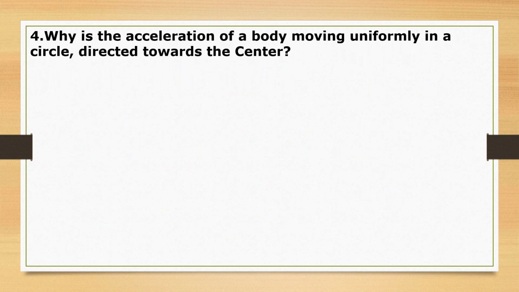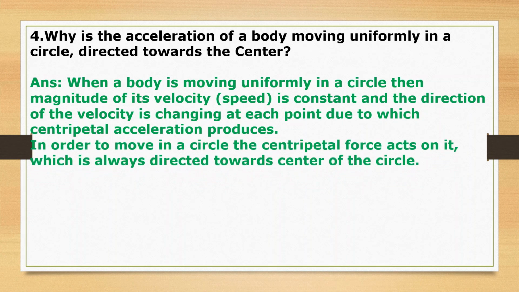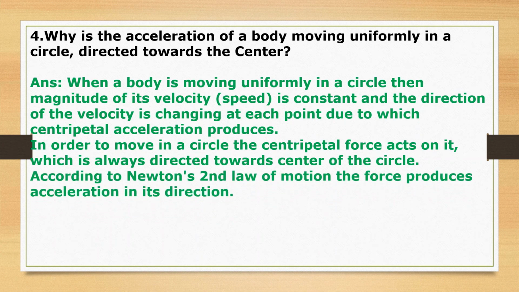Question number 4, why is the acceleration of a body moving uniformly in a circle directed towards the center? So the answer is, when a body is moving uniformly in a circle, then the magnitude of its velocity is constant and the direction of the velocity is changing at each point, due to which centripetal acceleration is produced. In order to move in a circle, the centripetal force acts on it, which is always directed towards the center of the circle.